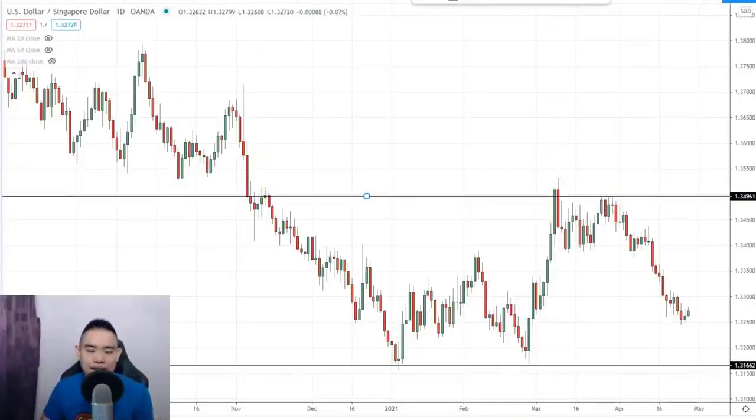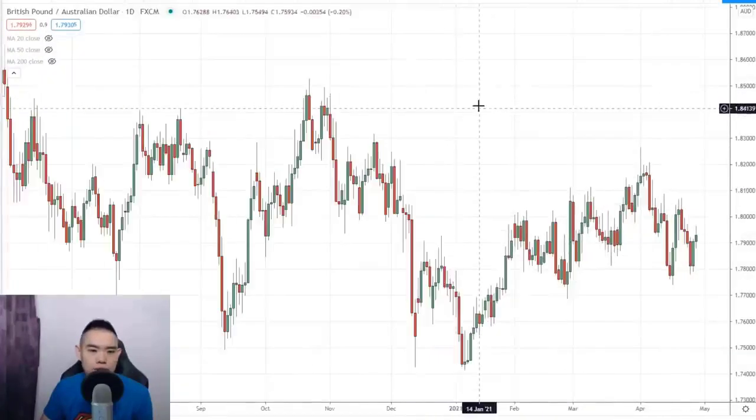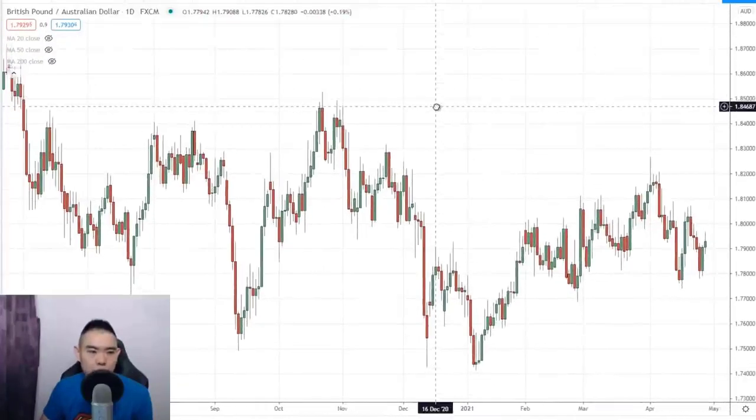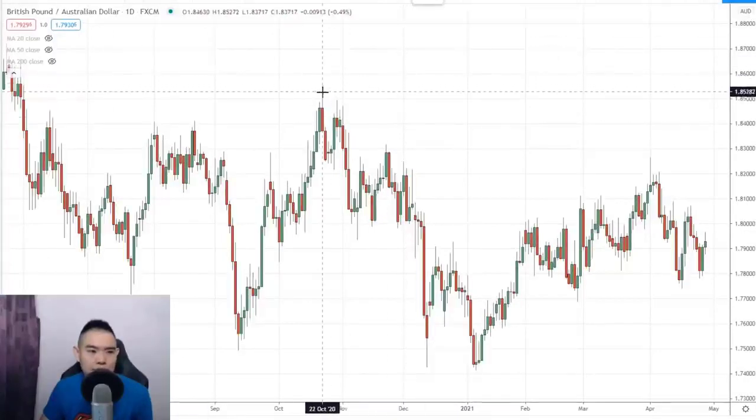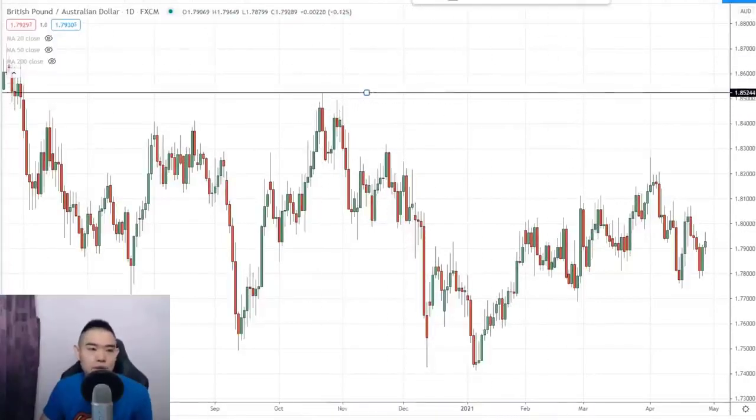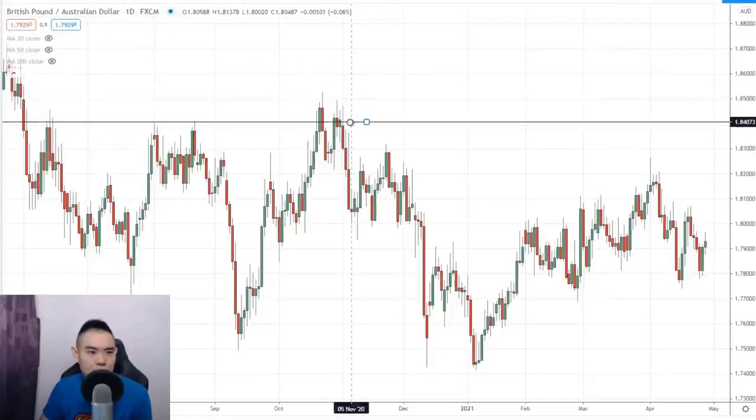Okay, so let's have a look at another example. Pound against the Aussie. Again, the way you draw your support and resistance, you can draw at this extreme high. But if you were to do that, then you would neglect quite a bit of levels. You actually ignore this one here. So what I'll do instead is adjust this slightly lower to get the most number of touches. So when I do that, I now have this over here, 1 touch, 2, 3, 4, and 5.